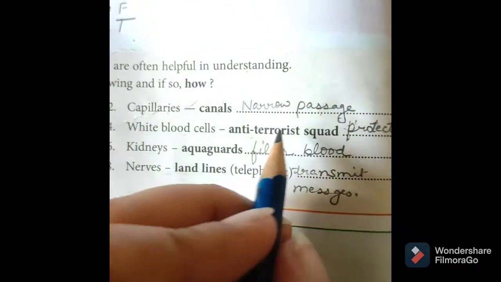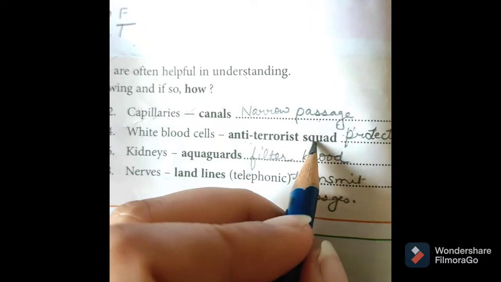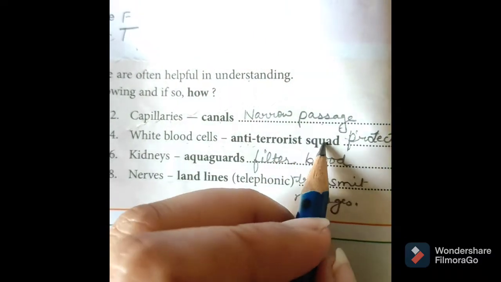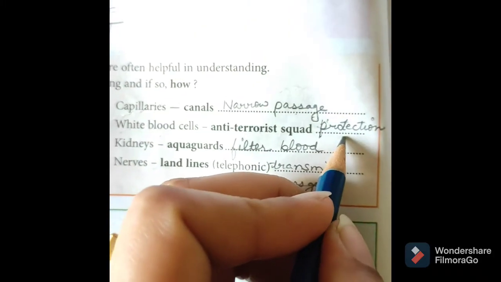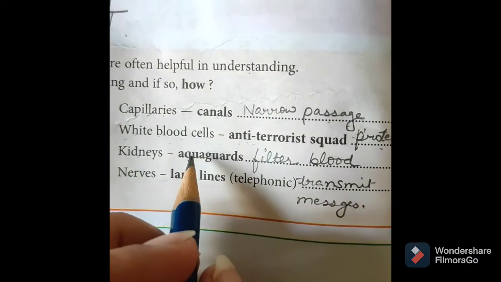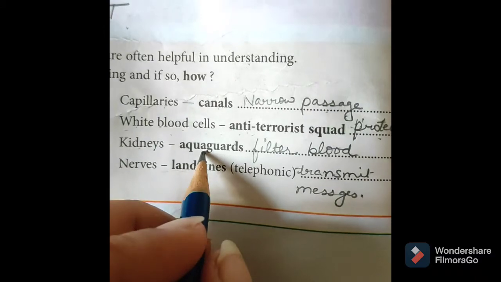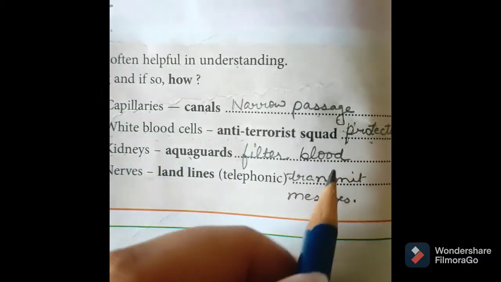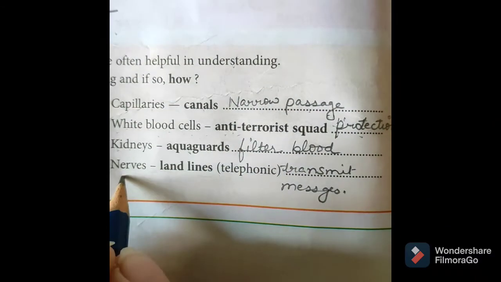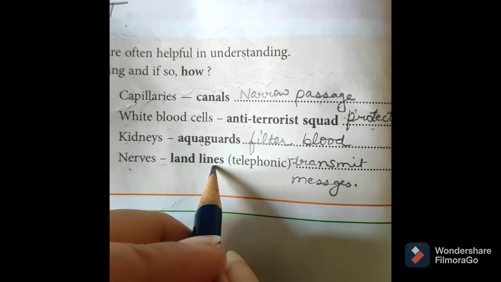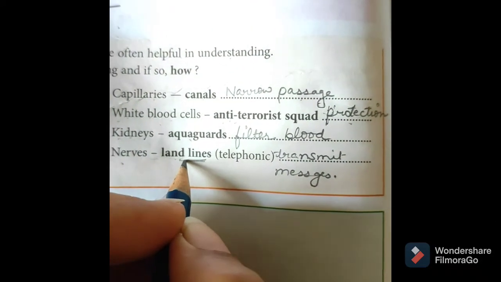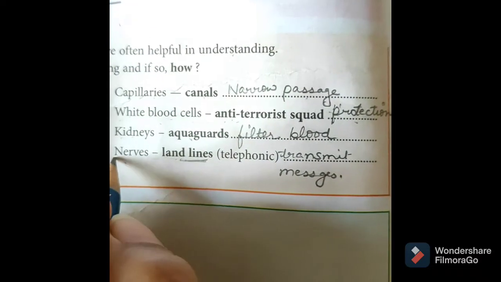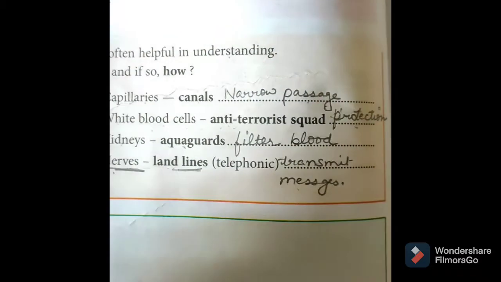White blood cells are known as the anti-terrorist squad. So what does the anti-terrorist squad do? Protect us. White blood cells also give us protection. Kidney is compared with Aquaguard. Aquaguard filters the water. Kidney filters blood. Nerves are compared with landline, that means telephone. What are those landlines, those wires, doing? They are transmitting messages. In the same way, nerves are transmitting messages.